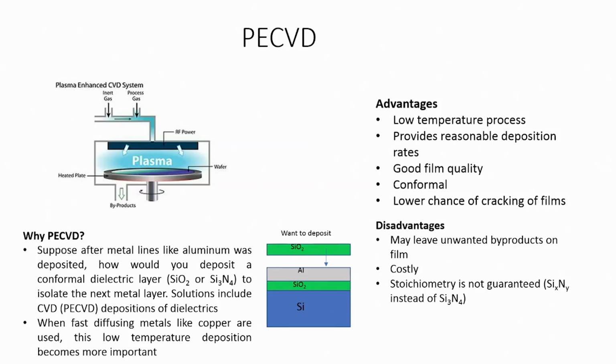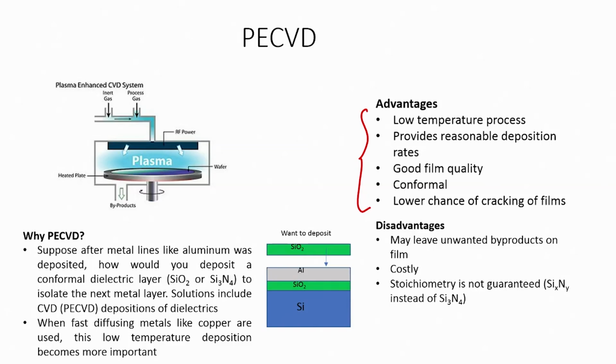So, what are the advantages of PECVD? The advantages of PECVD are: first, it is a low temperature process. Second, it provides reasonable deposition rates. Third advantage is good film quality; the quality of the film is excellent. Next advantage would be conformality. Finally, we have a lower chance of cracking of films. These are the advantages of PECVD.